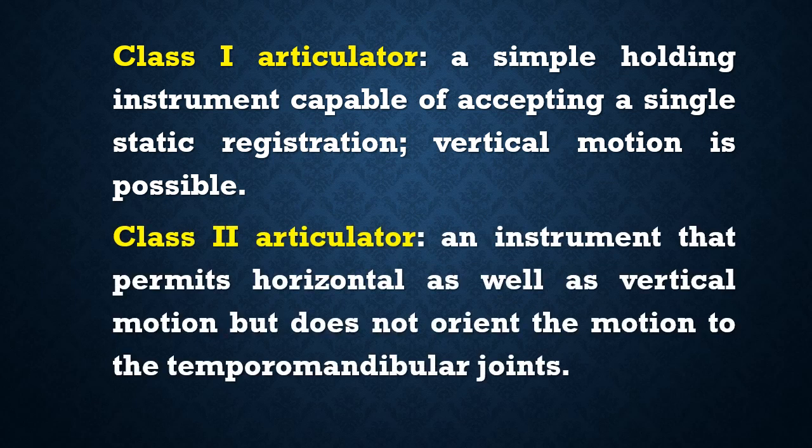The class 2 articulators, or the mean value articulators, are instruments that permit horizontal as well as vertical motion, but do not orient the motion to the TMJ. This is like a mean value. It could accept vertical and horizontal movement and the centric relation, but will not accept a facebow transfer.